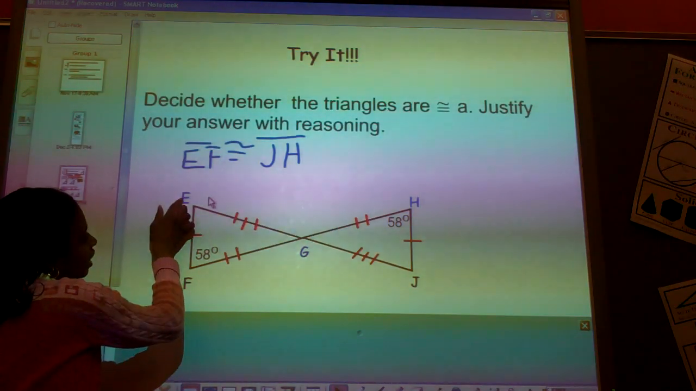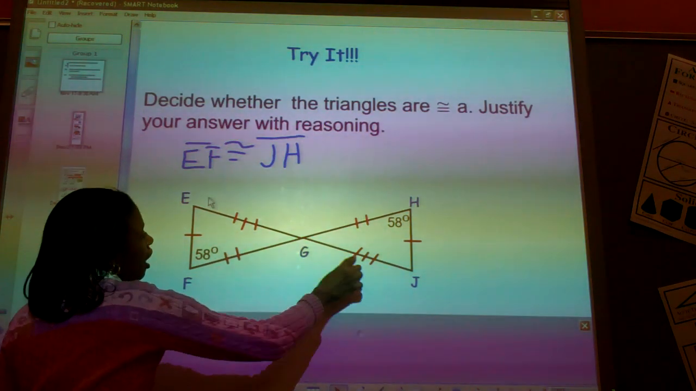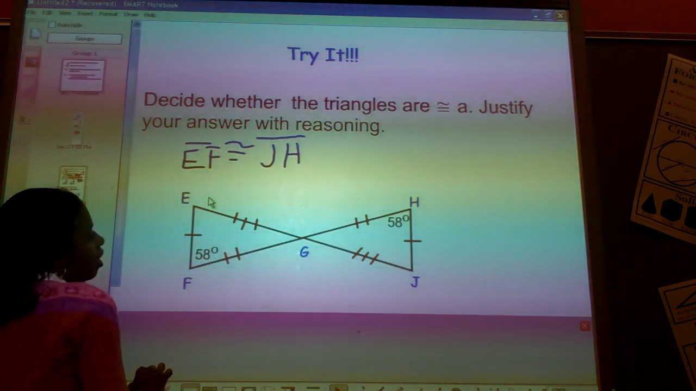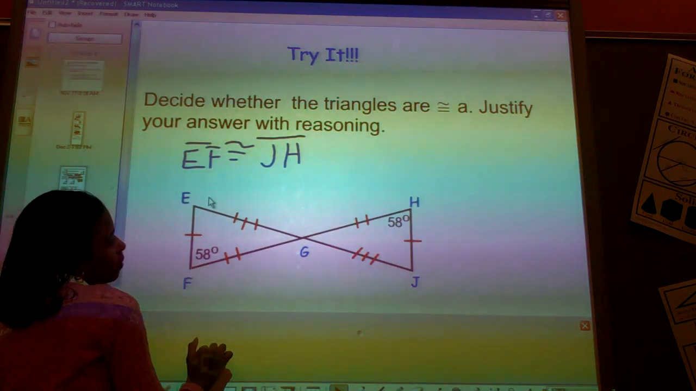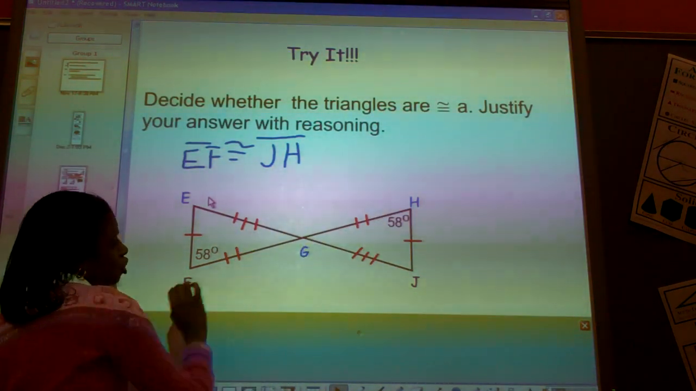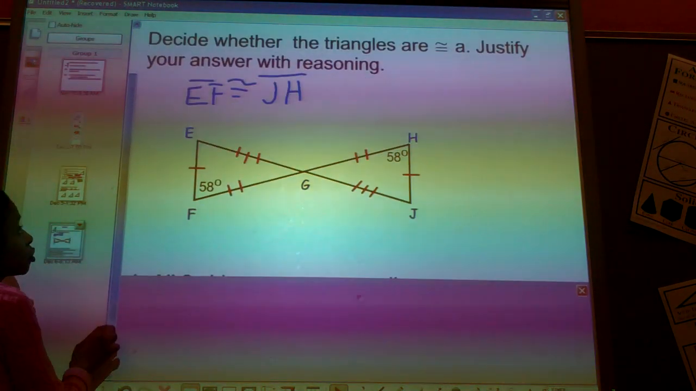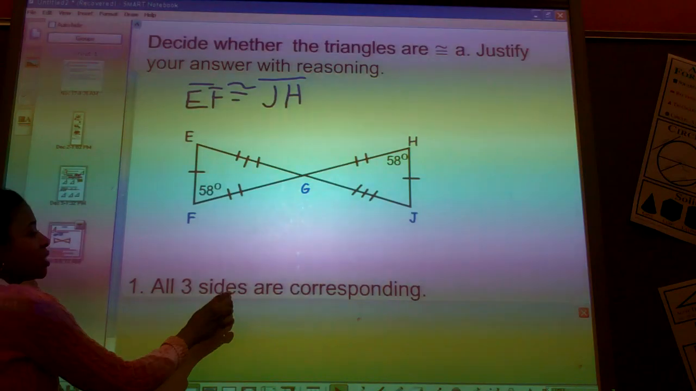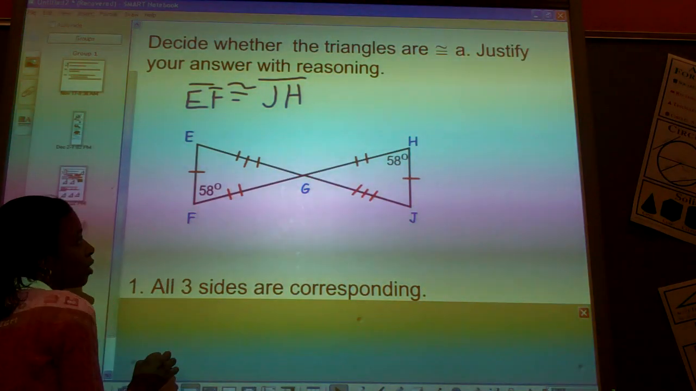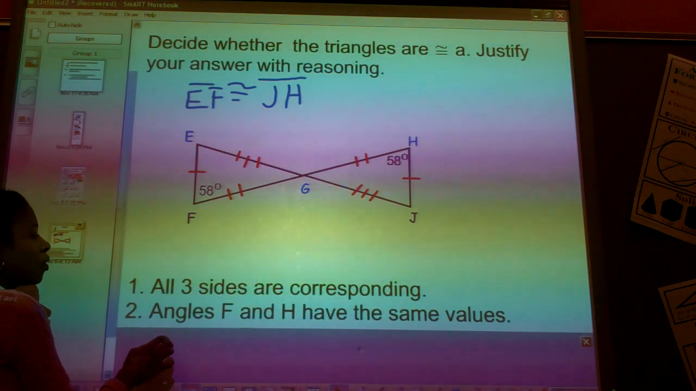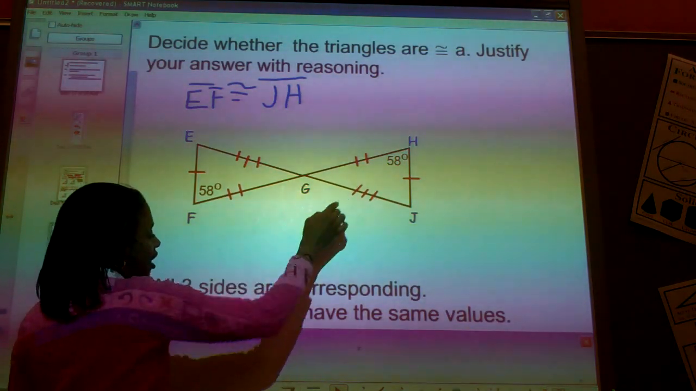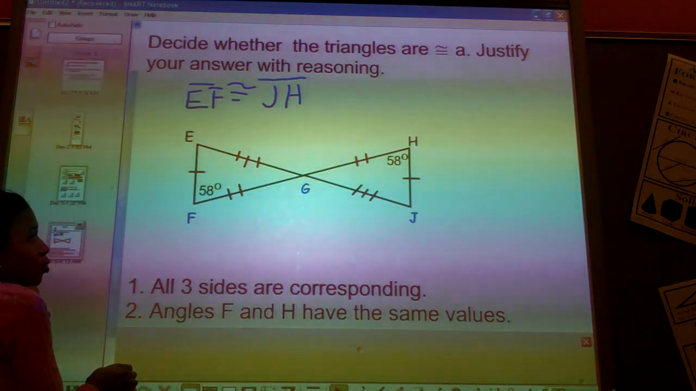I also see that I have two more sides that are congruent. EG corresponds to JG, and FG corresponds to HG. So three sides correspond. Here's my first portion of the statement: all three sides correspond to one another. I also know that angles F and H correspond. They have the same values.